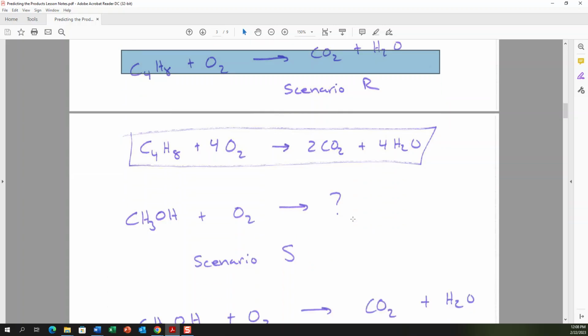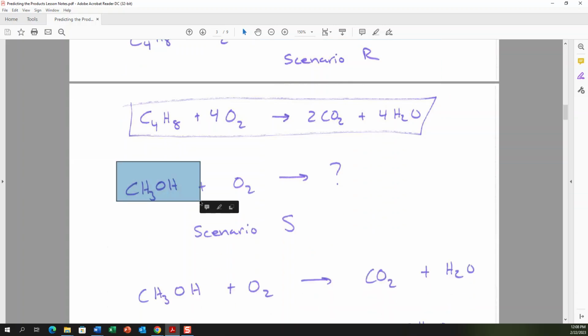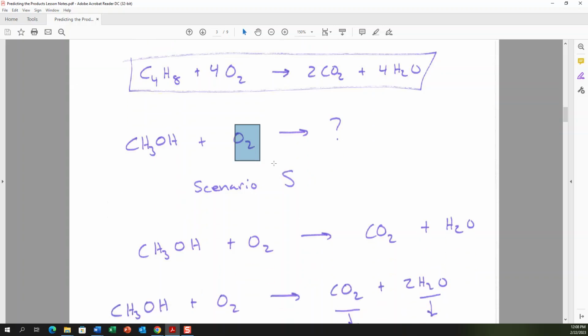Okay, so here we have an alcohol in oxygen. So again, if oxygen is one of our reactants, we should be thinking maybe combustion. And you know it's absolutely combustion if it's an organic compound and oxygen, right? So it's combustion. But this would be combustion of an alcohol, not combustion of a hydrocarbon. So this is scenario S.